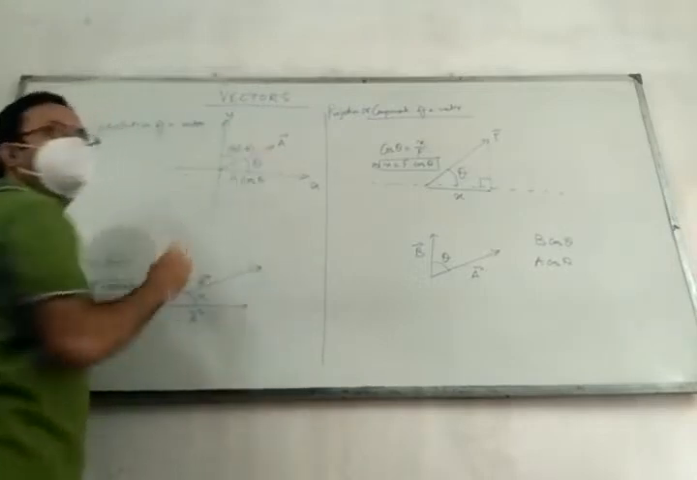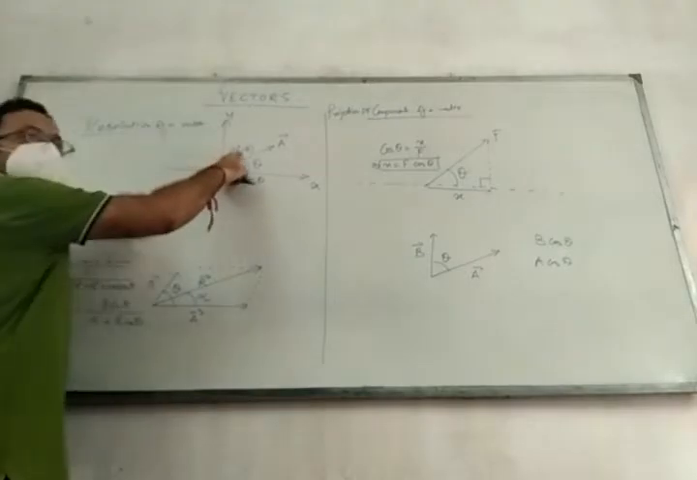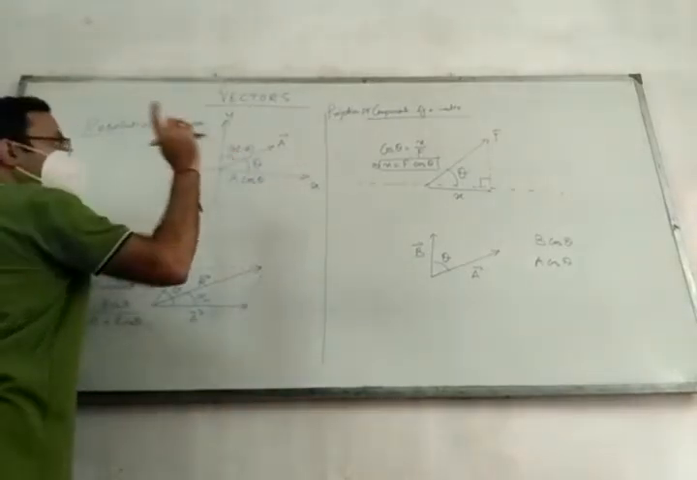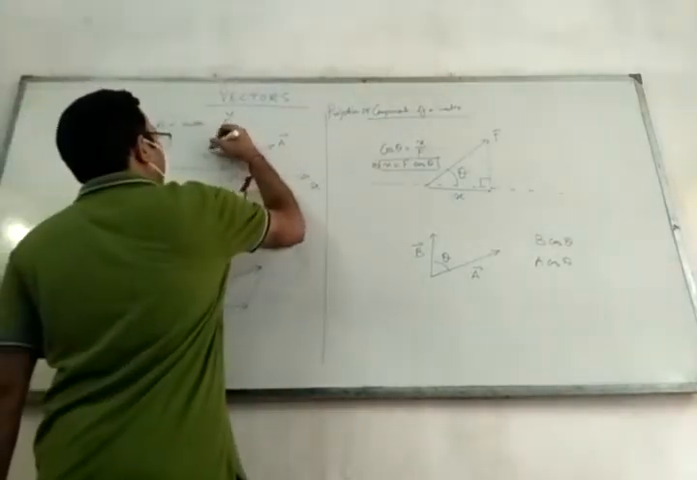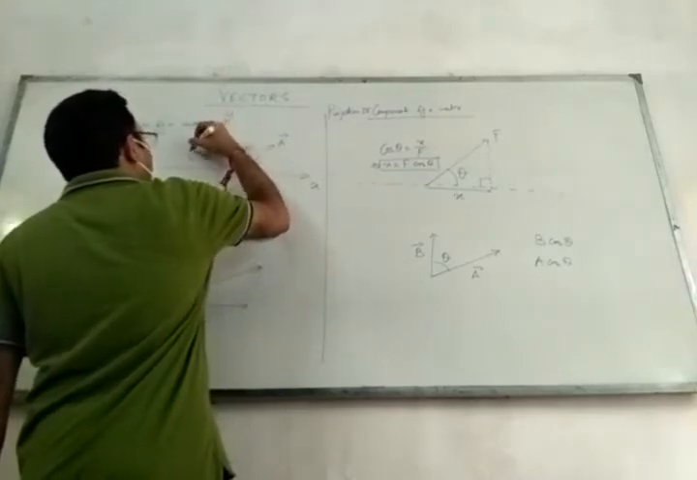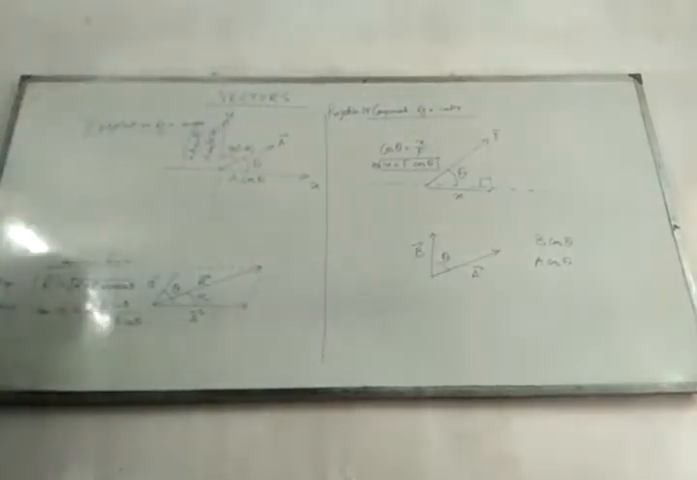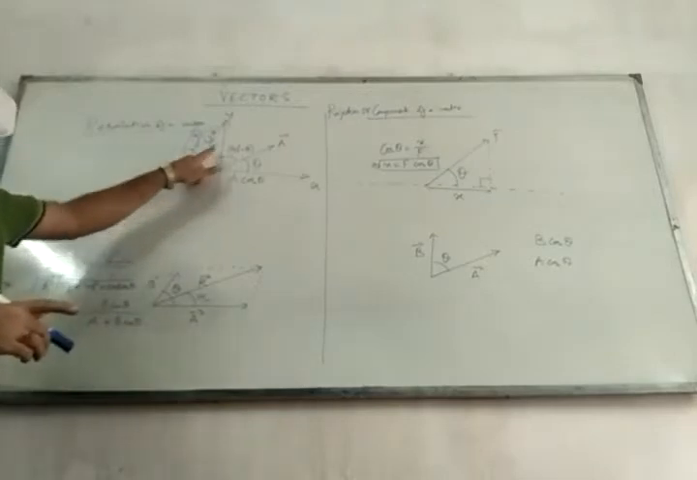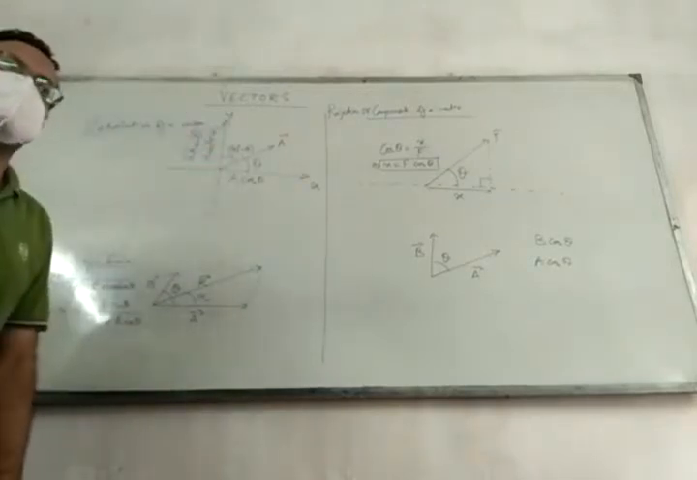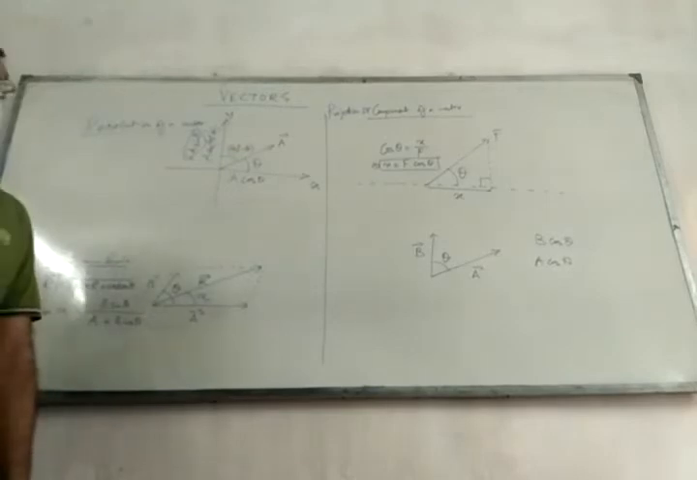The angle made by A with respect to the y-axis is how much? 90 degree minus theta. So according to the rule, it should be A cos of 90 minus theta, and that boils down to A sin theta. That is different. But obviously, the actual thing is A cos of 90 degree minus theta. Clear? Others, what have you said?